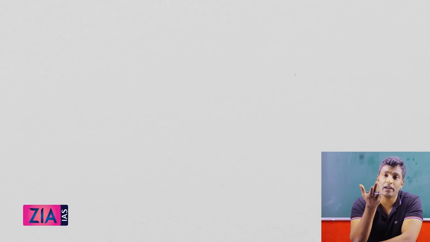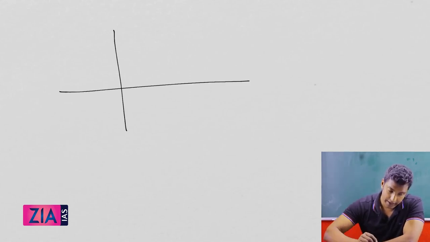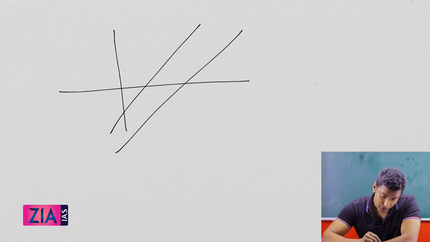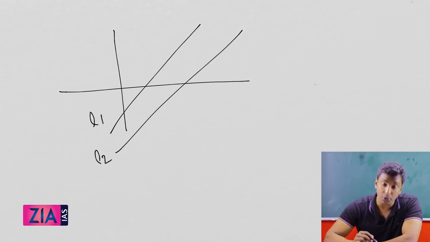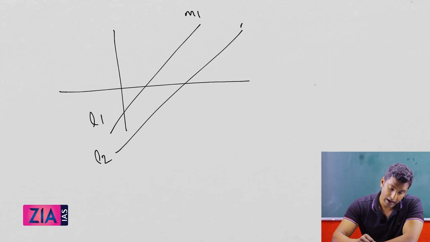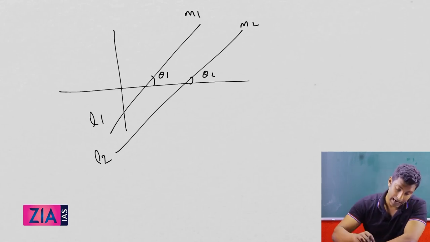Okay, now once you understood this, let's move on to a very, very important concept, that is the condition of parallelism and perpendicularity. First, let's discuss the condition of parallelism. In my Euclidean plane, I'm taking two lines. This is my L1 and this is my L2. Obviously the slopes will be m1 and m2. So this angle is going to be theta 1 and this is going to be theta 2. Now we need to understand this case.